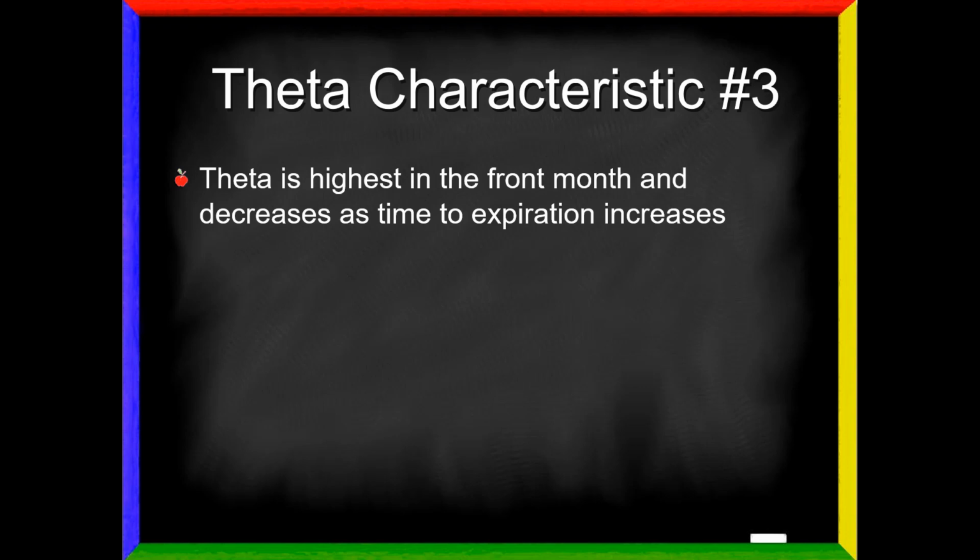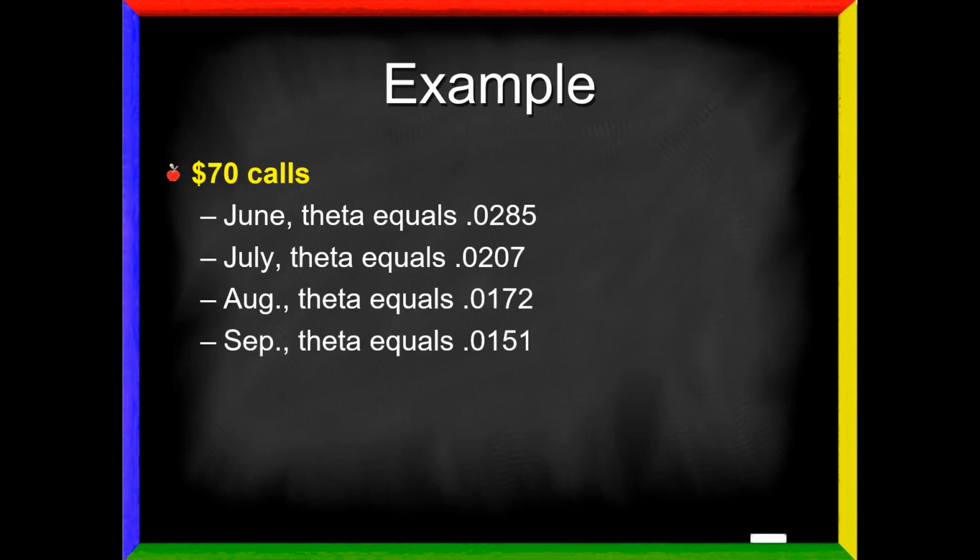Theta characteristic number 3. Theta is the highest in your front month and decreases as time to expiration increases. For example, let's just take a look at the 70 strike calls. If I'm looking at the June 70s, theta might be 0.0285. If I'm looking at July 70s, might be 0.0207. August might be 0.0172. September might be 0.0151. Notice that they are decreasing as I go out in time, assuming I'm keeping the same strike.